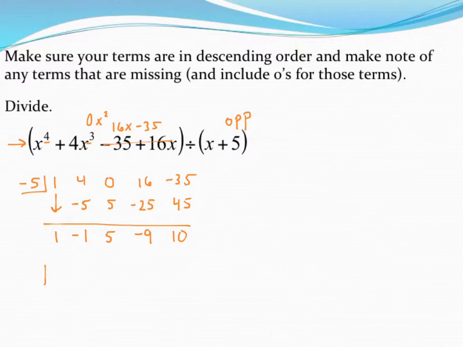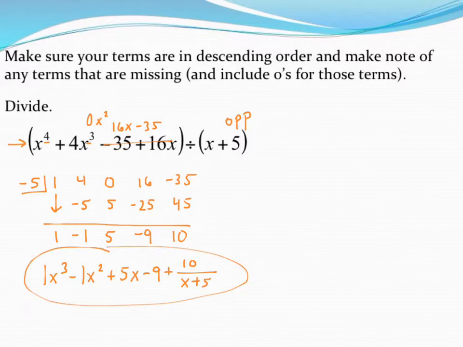So we start with 1x, and we're always 1 power lower than where we began. So we're 1x to the third this time, minus 1x squared, plus 5x, and then minus 9 is the constant. That last number represents our remainder, so we say we have 10 parts left over out of what we were originally dividing by, which was x plus 5. And then don't forget that sign in between there, so throw a plus sign down there. So there's going to be my quotient with my remainder.